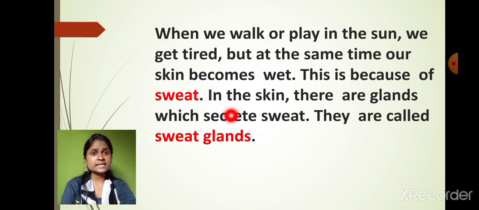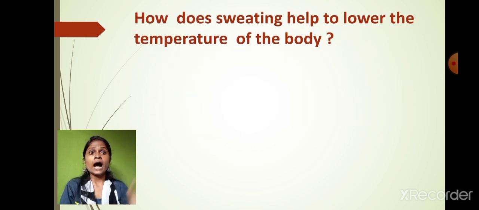So who produces the sweat? There must be someone which is present on the skin that is producing the sweat. Am I right? So do you know that, students, on our skin there are certain sweat glands present. These sweat glands are present all over the body. So these sweat glands produce the sweat. Who produces the sweat? Sweat gland. Where they are present? These sweat glands are present on the skin. Is that clear?